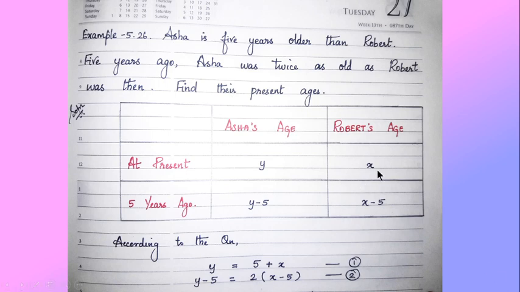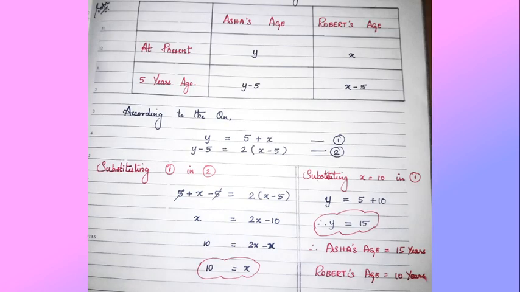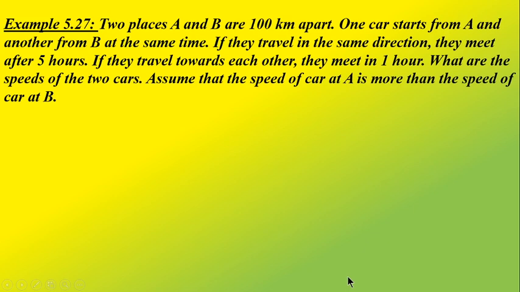That's it. Our aim is to find their present ages. So we found the value of x, and we found the value of y. Suppose the question asks you to find their ages before 5 years. In that case, after finding the values of x and y, you can substitute and find Asha's age as well as Robert's age before 5 years. So at last we found Asha's age as well as Robert's age. That's it. Let's see the next question.